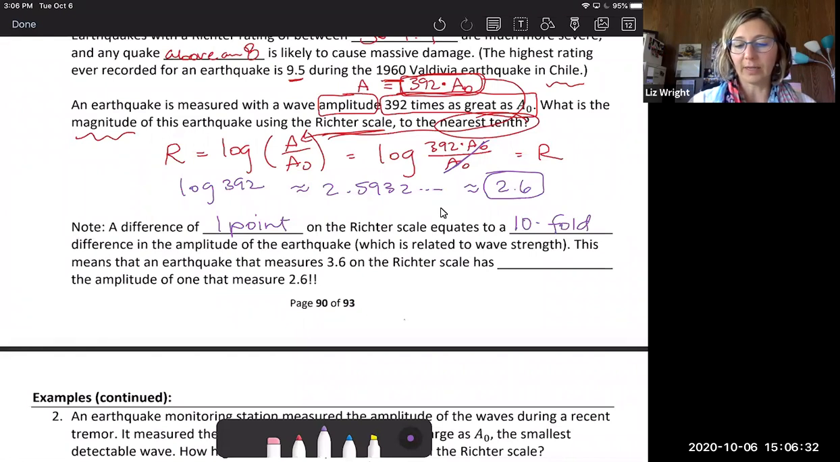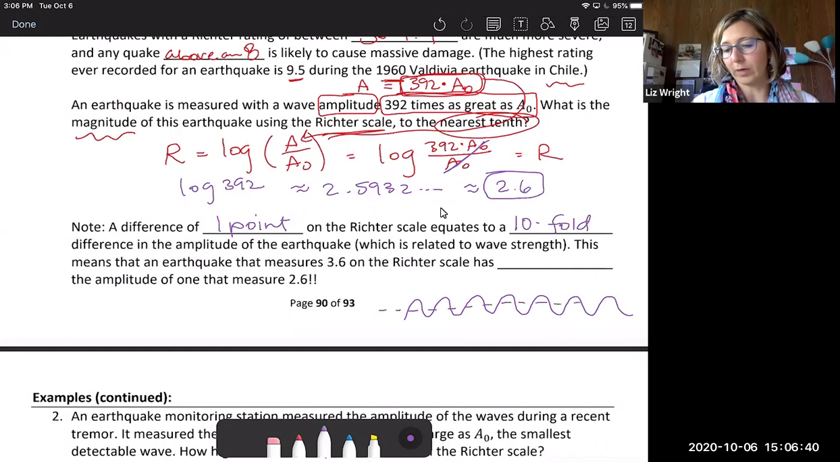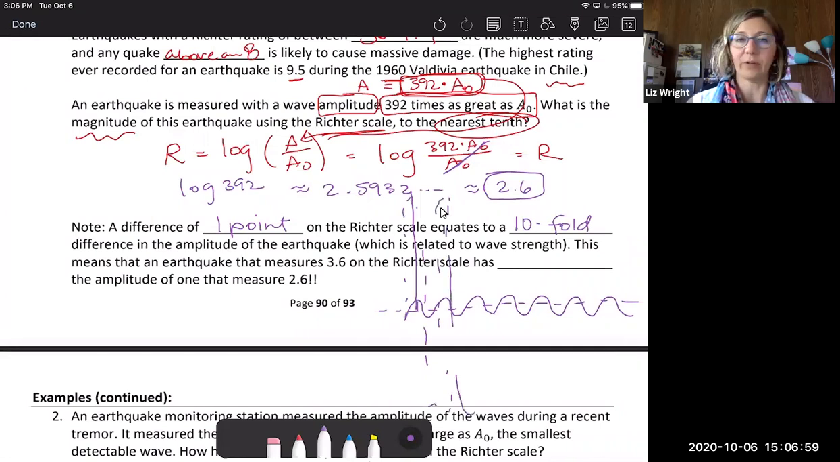Think about a wave, with a central part, and you're measuring the amplitude from here to here. Ten times that is going to be way up here. So even a small difference, what we think is, oh, it's only a point difference, is a big difference when we're talking about the waves.